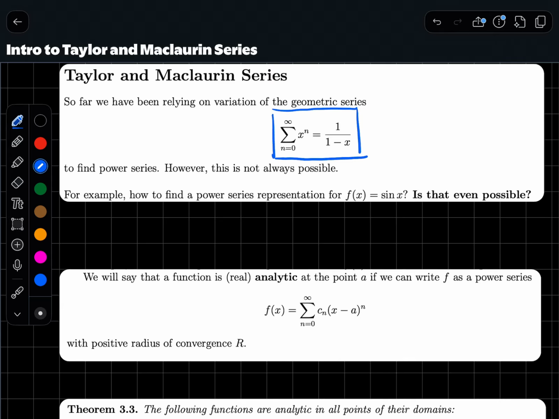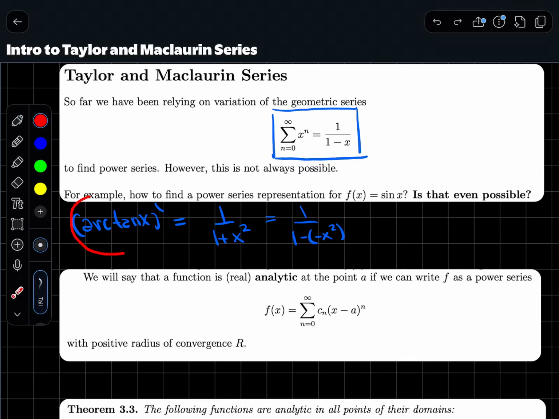If you remember how I did the power series for arctangent x, what I did was I took its derivative, and that was 1 over 1 plus x squared. And then I wrote this as 1 minus x squared, and I matched this with a geometric series of ratio negative x squared. Now, this was really lucky of me that when I derived arctangent, I got something that resembled the sum of a geometric series, and that's not always the case.